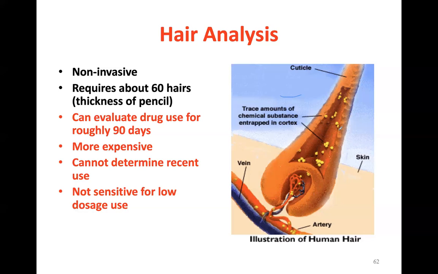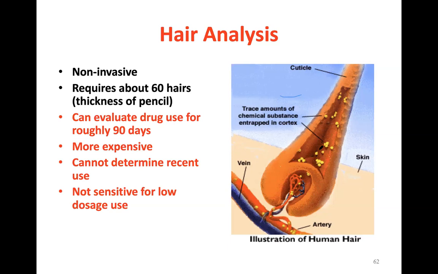Typically, the testing around here uses 90 days, so it'll detect drug use. It is more expensive than the other drug testing. We can't pick up recent use. For example, if you used an hour or so ago, it's got to have enough time to get into your hair. This diagram is showing that the yellow molecules would be the drug. The hair shaft has some blood supply to it, and so the drug gets deposited in the hair. It's not sensitive for low dosage use, and it's primarily used for long-term use.